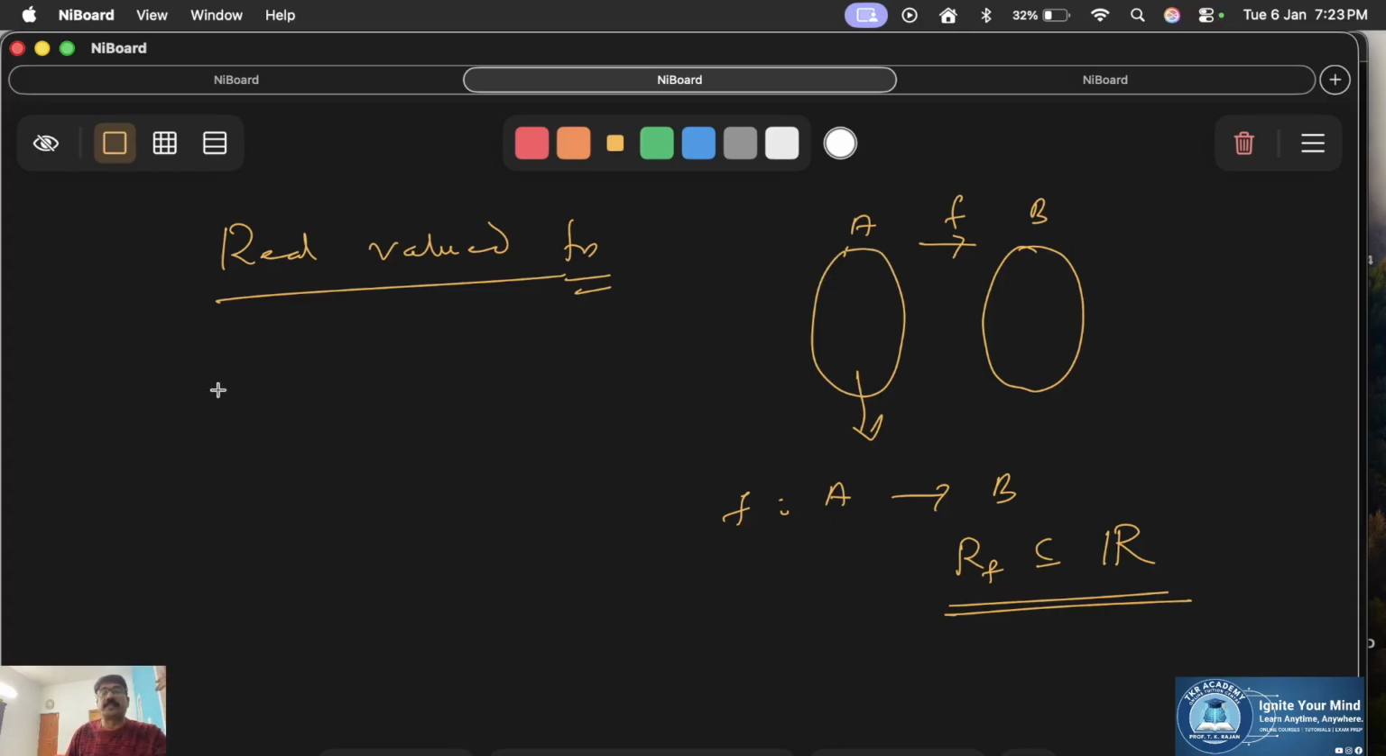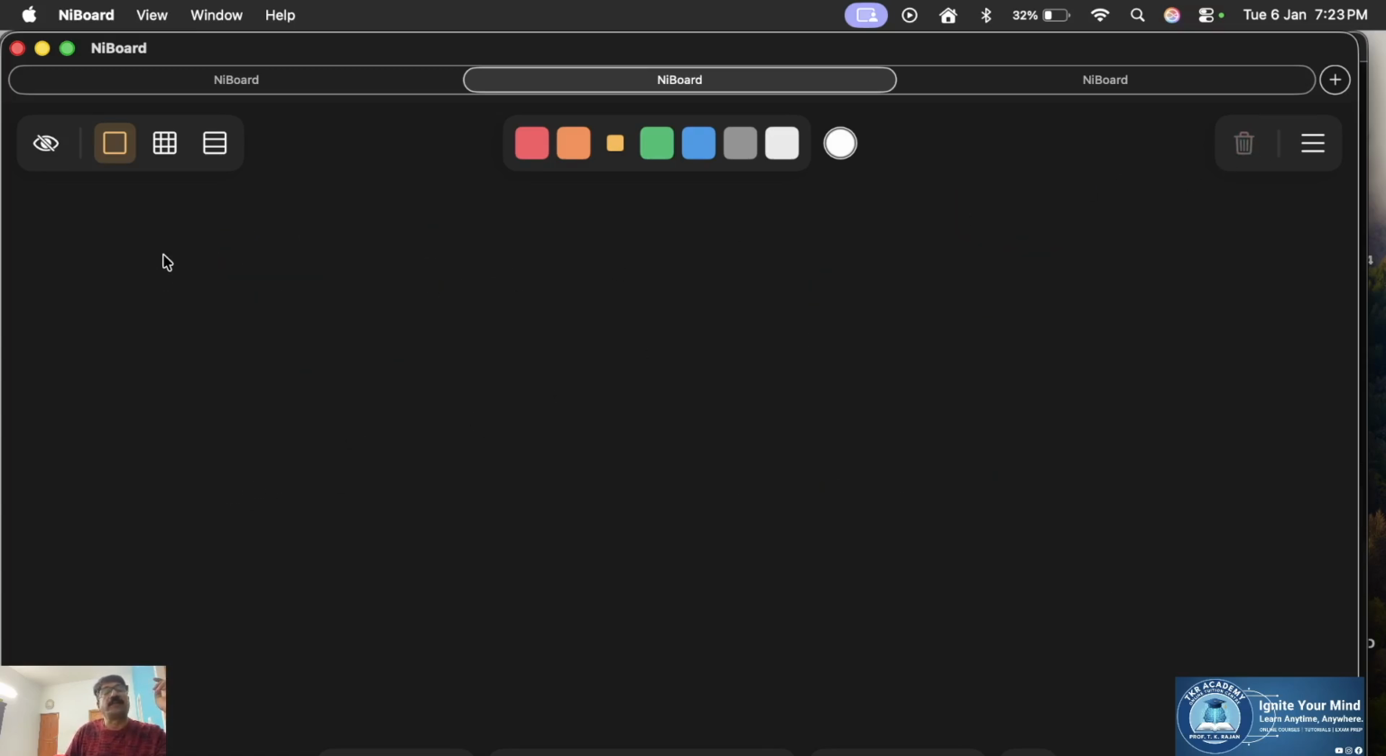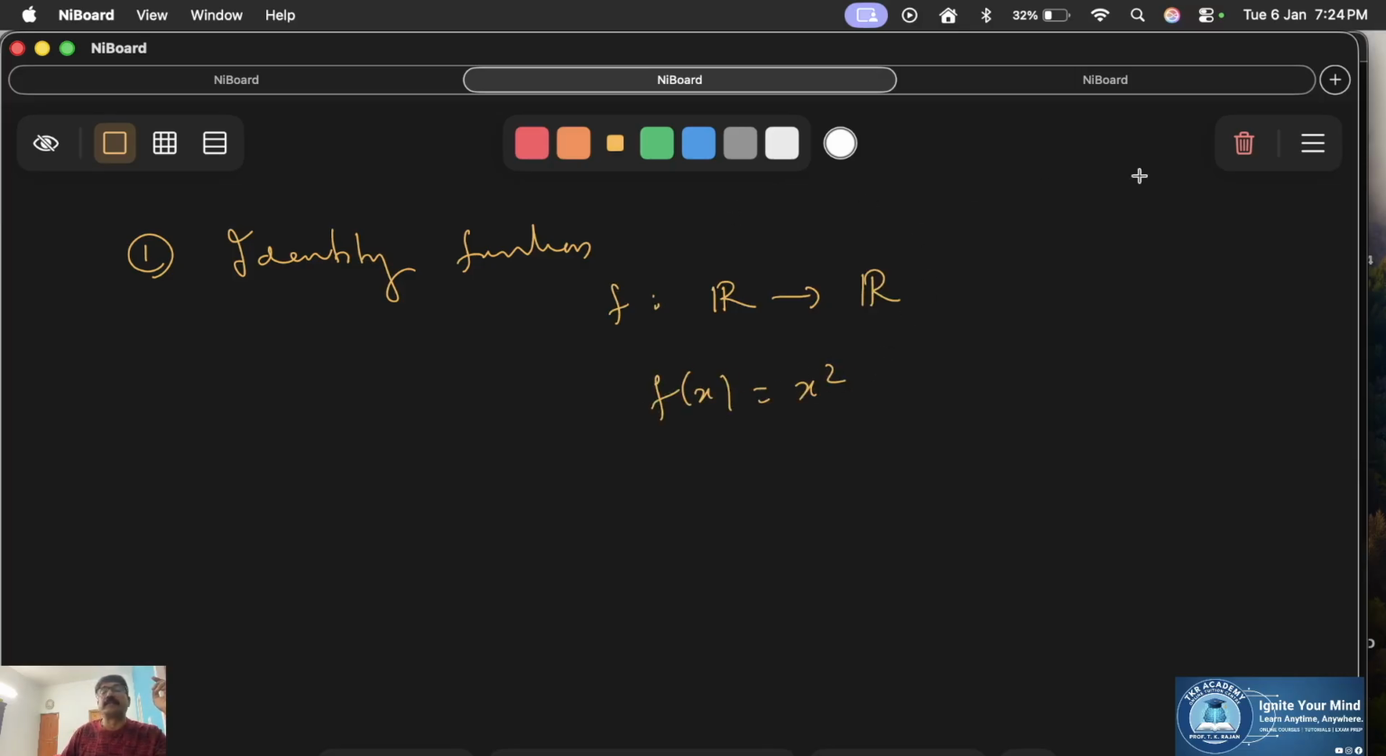Now let us take some functions from R to R, very important certain functions. The first important function is the identity function. A function from R to R defined by f of x is equal to x. That is, f(x) = x.